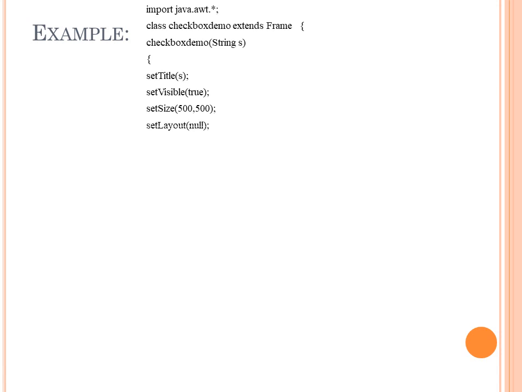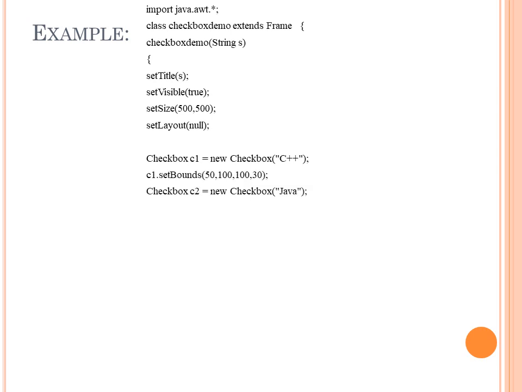Now we will see the example for checkbox. Firstly, you have to import the java.awt package. Secondly, you have to define the checkbox class, that is CheckboxDemo extends Frame. Then you have to write the 4 frame methods, that is set title, set visible true, set size and set layout. Then we will define the first checkbox. So your checkbox with an object c1 is equal to new Checkbox inside the bracket C++. Then to set the coordinates we are writing c1 dot setBounds.